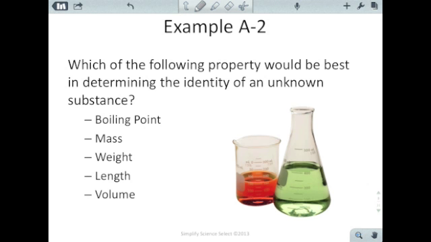Okay, example A2. When we're looking at this, it says which of the following properties would be best in determining the identity of an unknown substance. Remember here we are looking for intensive properties. Extensive don't help us identify unknown substances, so here we're looking for intensive properties.